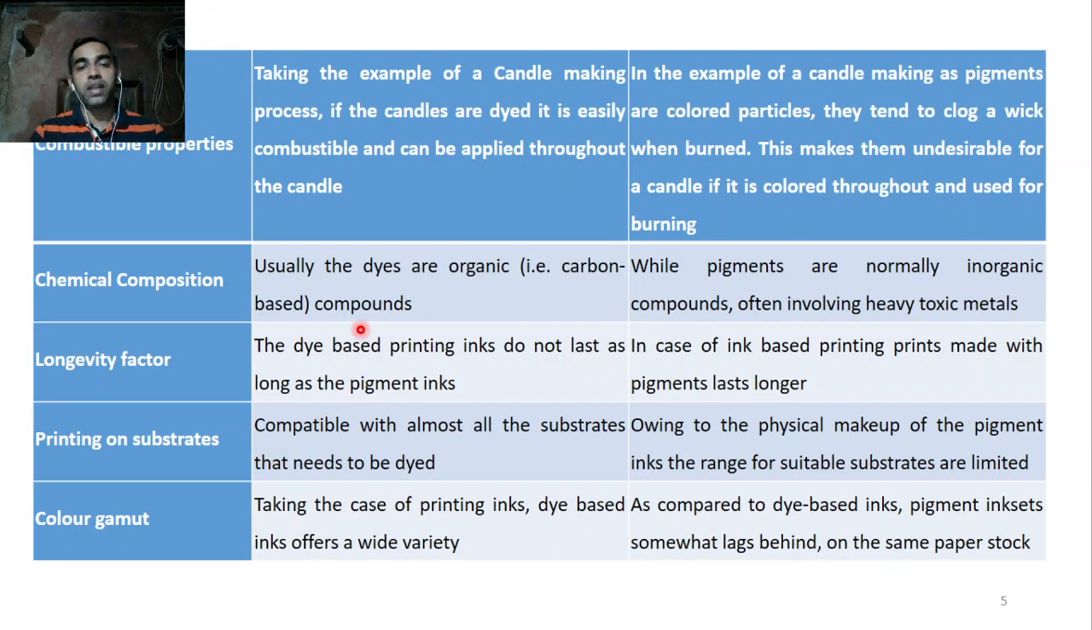You must be knowing the dyes are usually organic. It may be indigo, all those dyes you must be knowing. So they are all organic. But mostly pigments have a particular metal at the center, sometimes a toxic metal, sometimes a non-toxic metal, which is then chemically bonded with an organic compound. So that's what mostly pigments are. Dye based printing inks do not last as long as pigment inks. This is very important. Prints made with pigments last longer.